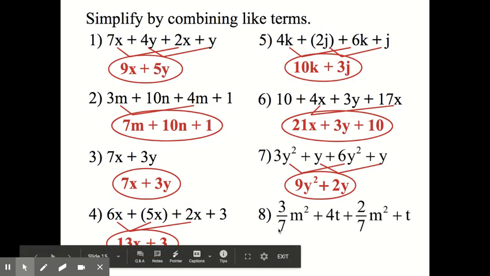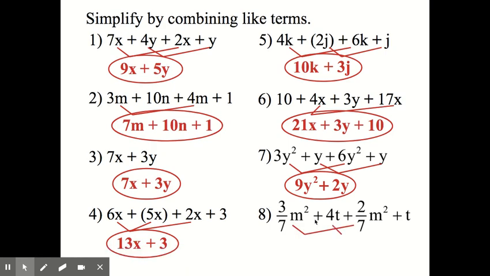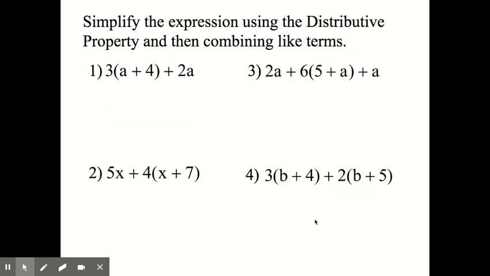They're just two y's. And then the last one, 3/7 m squared plus 4t plus 2/7 m squared plus t. Well, we can combine the m squareds together, and we can combine the t's together. So we end up with 5/7 m squared plus 5t.